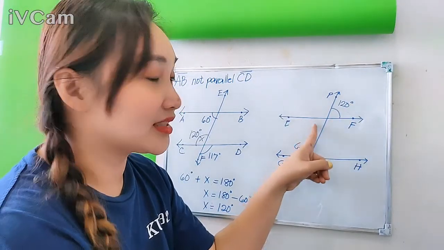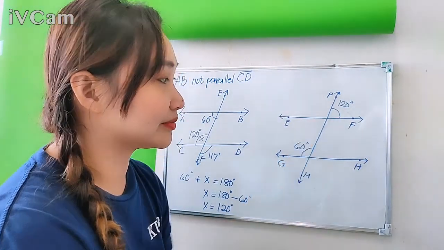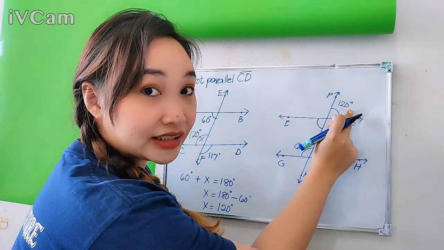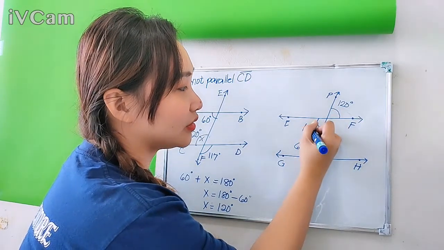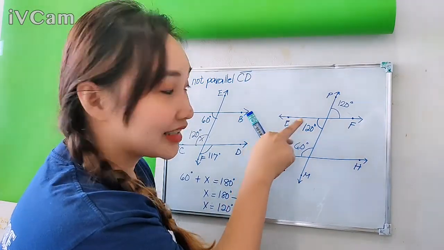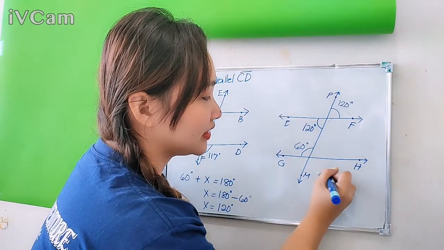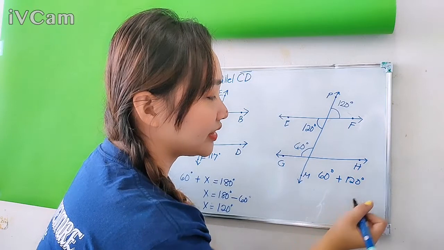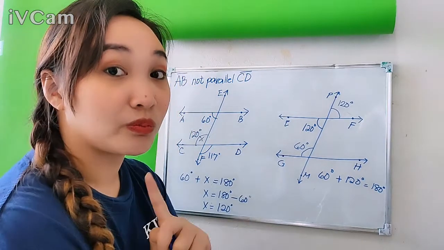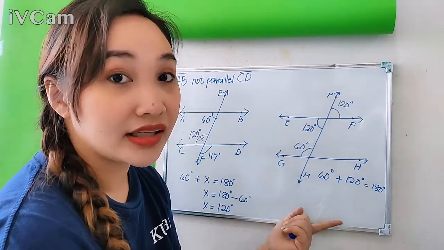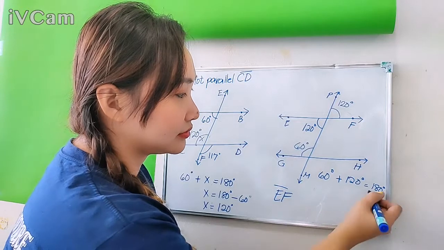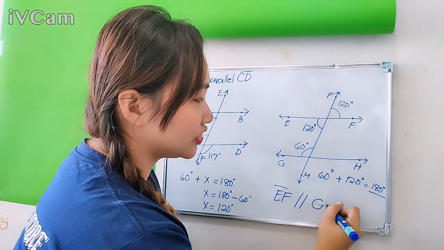So 120 is vertical to this angle here, which is equal to 120. Vertical angles are equal, so the 120 angle is equal to the 120 angle. Next, consecutive angle. We have 60 plus 120. What is the answer? That is equal to 180 degrees. So meaning to say that line EF is parallel to GH.